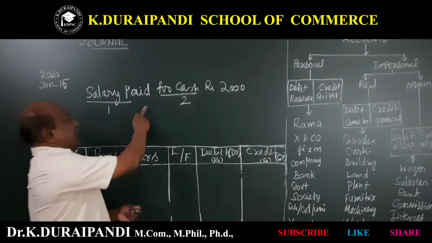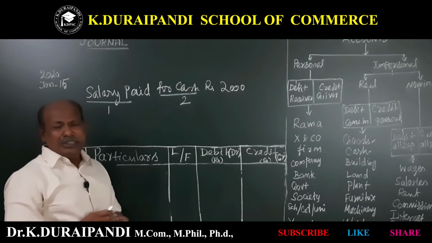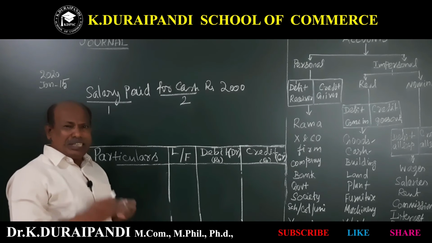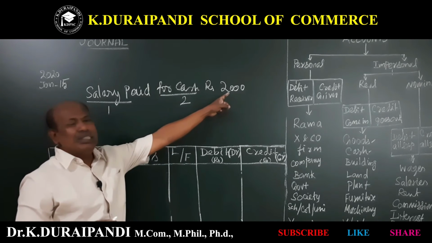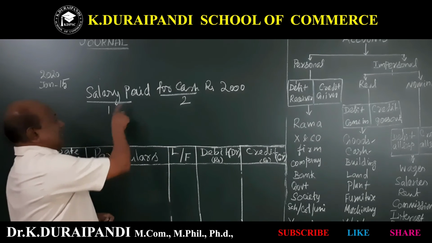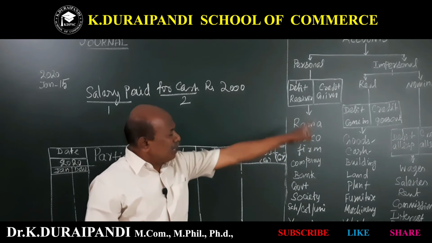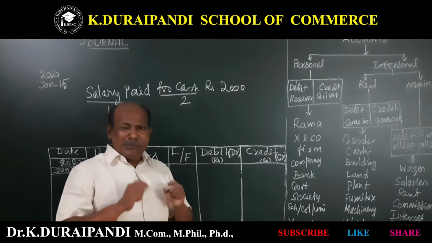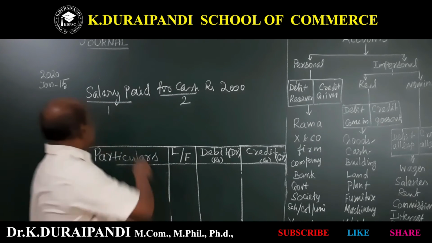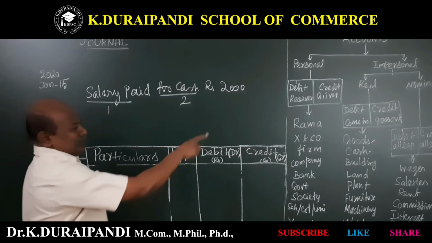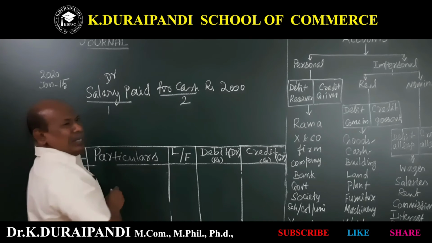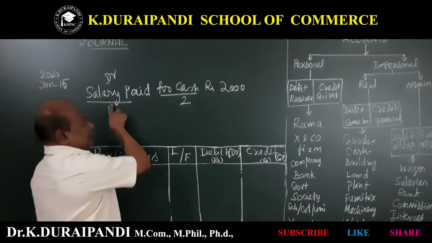Here, salary paid for cash, rupees 2,000. It is an expense. Our concern paid the salary amounting to rupees 2,000 for cash. Anything paid is a nominal account: paid means expenses, received means income. Here salary paid is an expense. Debit all expenses, so the salary account should be debited.